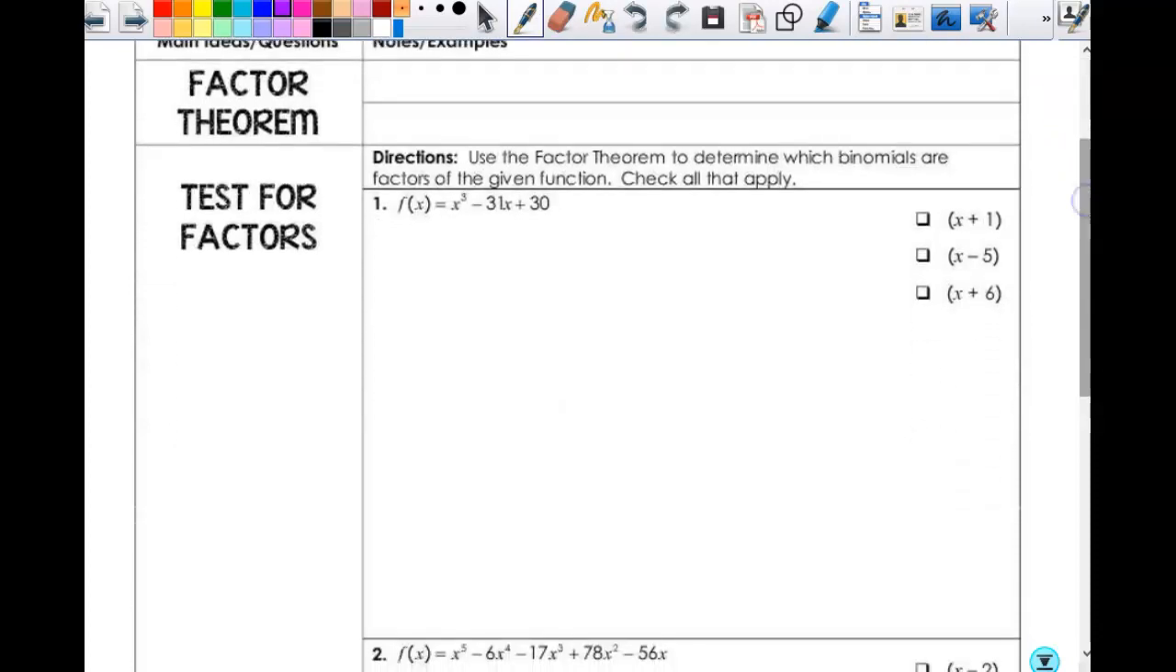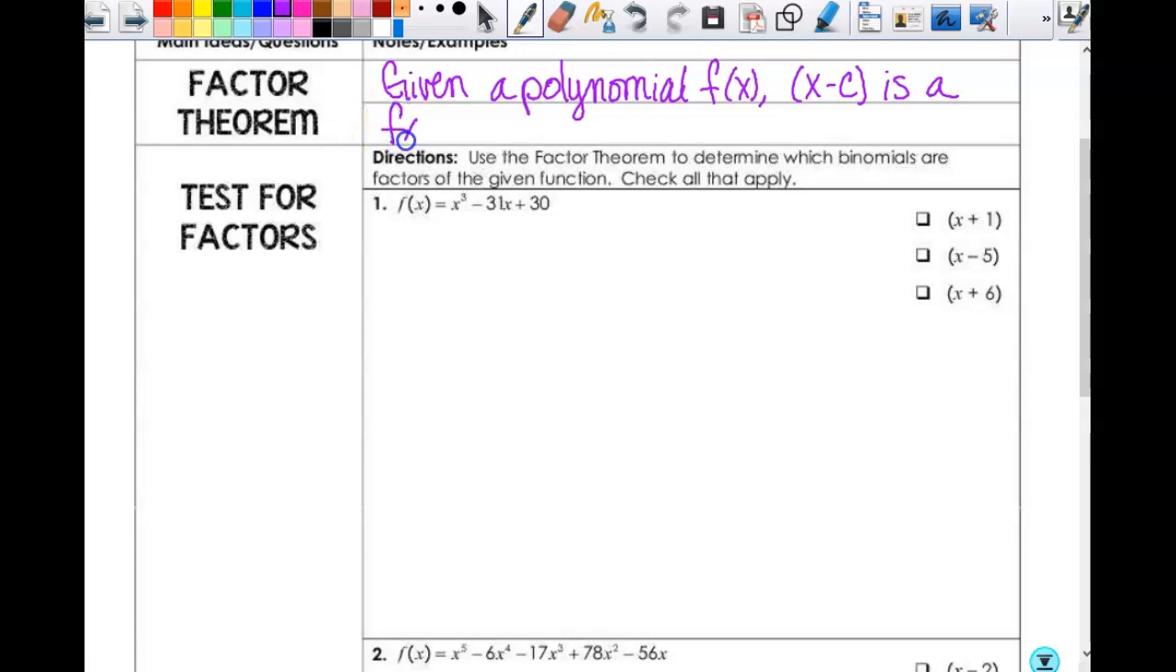So what the factor theorem says is that given a polynomial f of x, x minus c is a factor if and only if f of c equals 0.